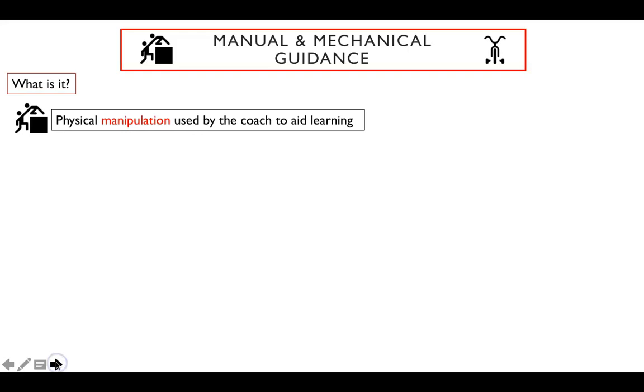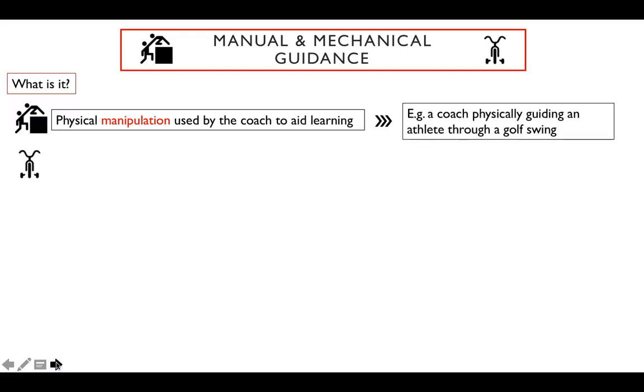Finally, we have manual and mechanical guidance. The descriptions of them, what they are, are different. However, the advantages and disadvantages are the same. Manual guidance is when the coach uses physical manipulation to aid your learning. For example, a coach physically guiding an athlete through a golf swing or a backhand in tennis, physically manipulating your arm to do the action with you. That is manual.